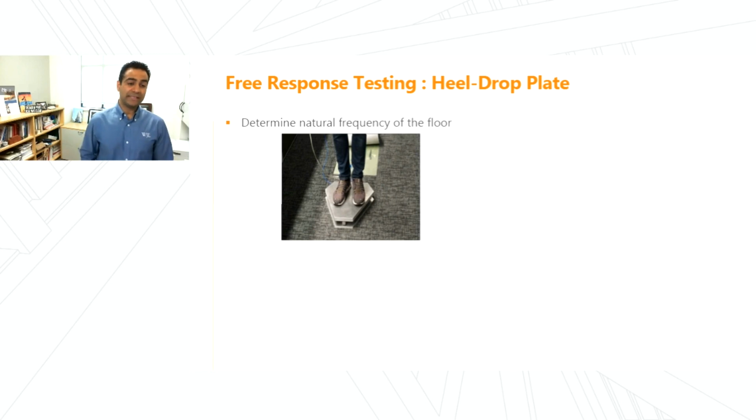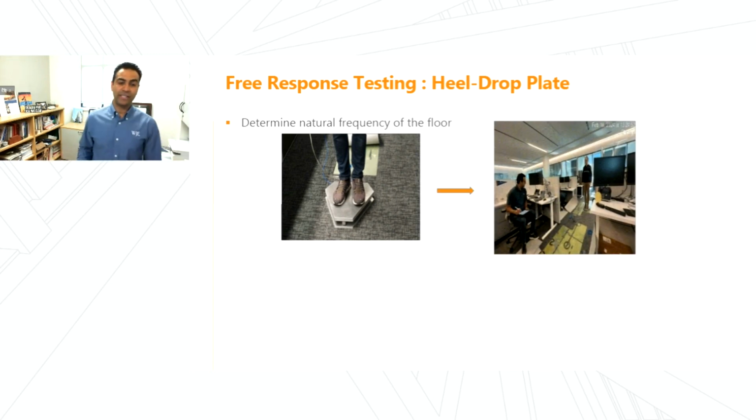And the two types of testing that we do, the first one is the free response testing. Again, this is when you, like Rich was describing, pull something and then release it and let it vibrate on its own. In that case, what we do here is what we call a heel drop test. And we usually have a heel drop plate to actually measure the input force that we are inputting in the floor. But simply put, a heel drop is when you raise your heels off the floor and drop them down. And when you do that, you basically put an impact force in that floor that causes it to vibrate.